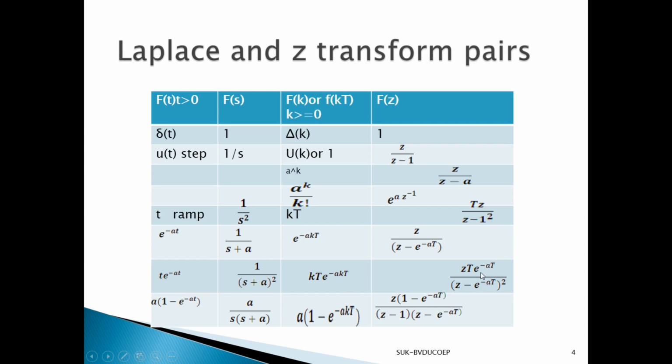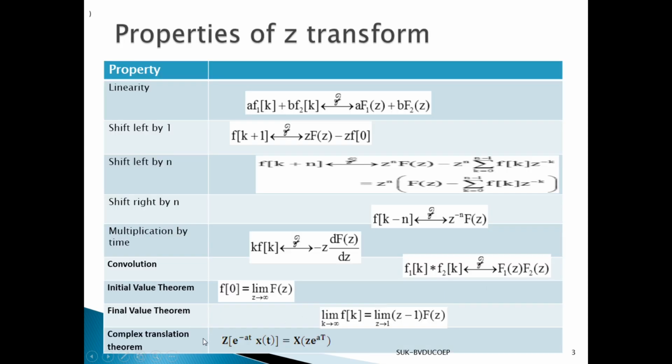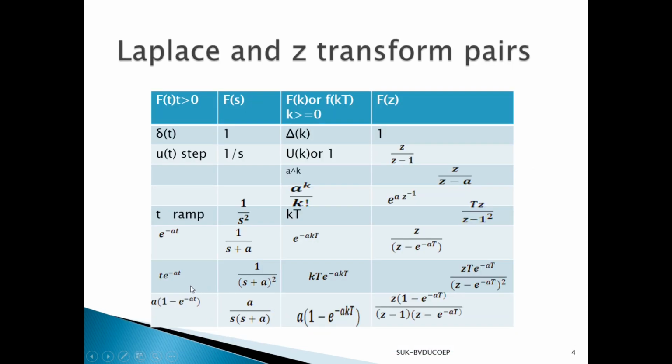Now this, z of t e raised to minus t, just now what we have written here, complex translation, z into e raised to at, e raised to minus at into x(t). So we have considered this e raised to minus at into t. So we are writing down tz upon z minus 1 square. So t into z e raised to minus at, then e raised to minus at square.